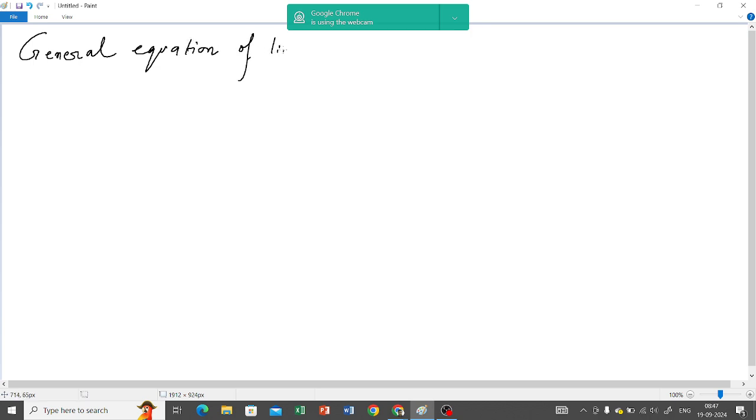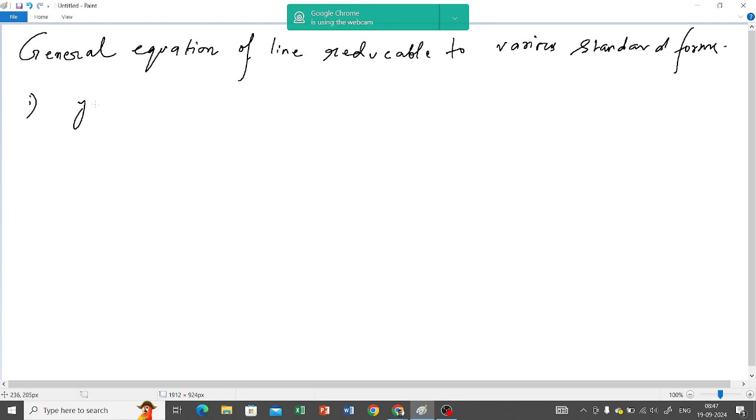General equation of line, reducible to various standard forms. Various standard forms. So number one, reducing to y equals mx plus c.